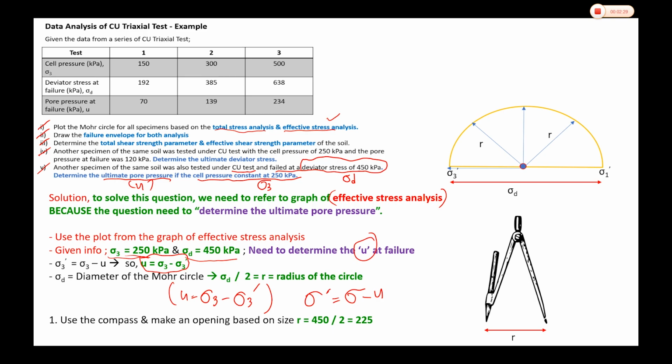So what we need to do is draw another new Mohr circle to get the new sigma 3 prime. But how do we draw the new Mohr circle? You only have sigma 3 and sigma D. So we need to use sigma D, the diameter of the Mohr circle. Remember that the deviator stress sigma D is actually the diameter of the Mohr circle.